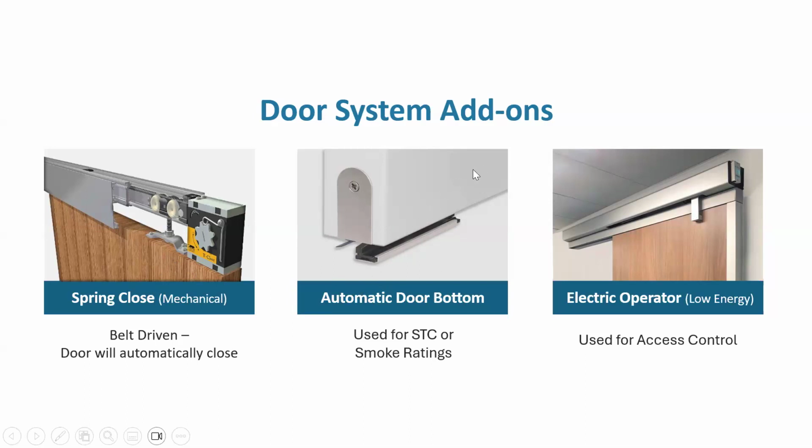Basically, it's always concealed when that door closes. It hits that strike, and that auto bottom will drop. That's an option. And we could also do an electric operator. So if you wanted access control or touch-free, again, you don't have to sacrifice that on these sliding door systems. They can be automatic operator as well.